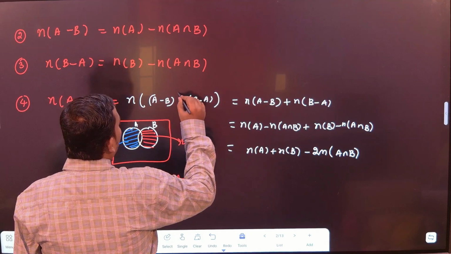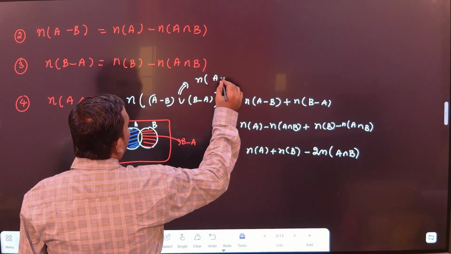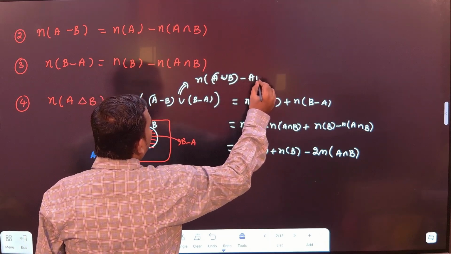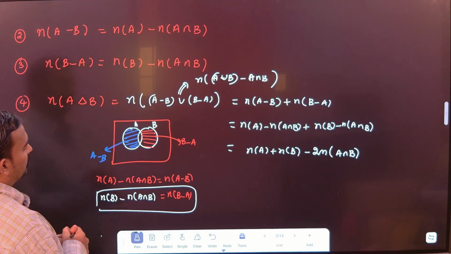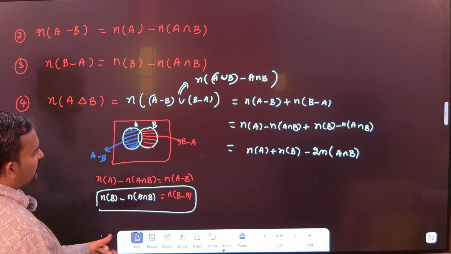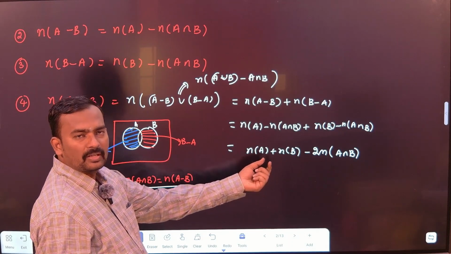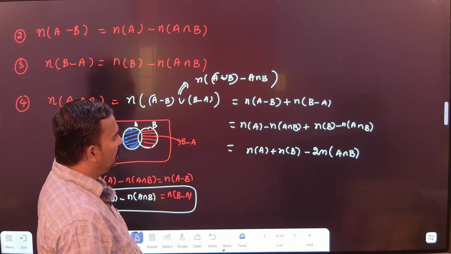This is another way to write it. You can see n of (A union B) minus n of (A intersection B) we can also write. This is the same as that one, right? Because the A union B formula is what? n of A plus n of B minus n of A intersection B.